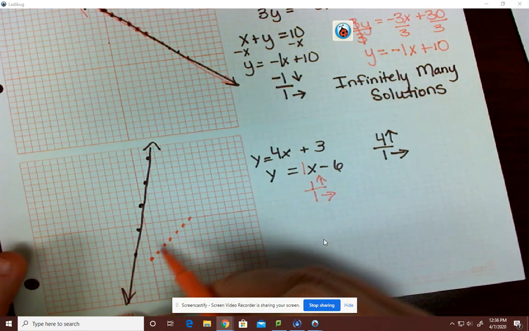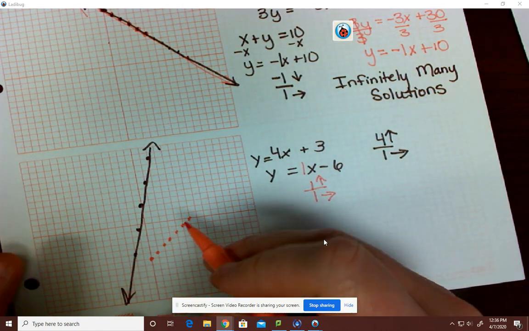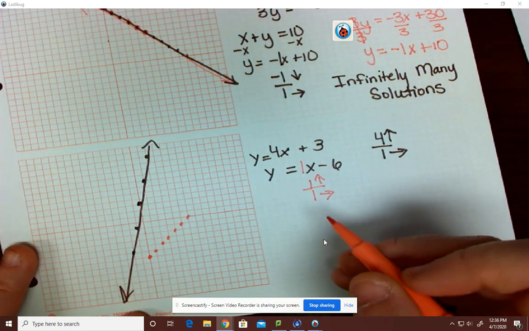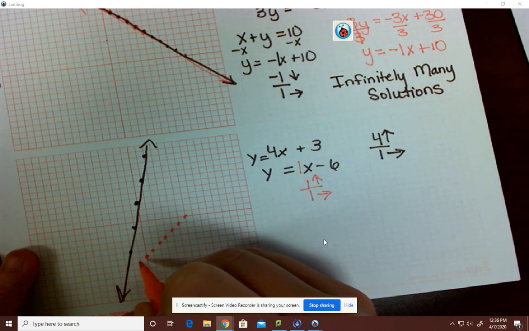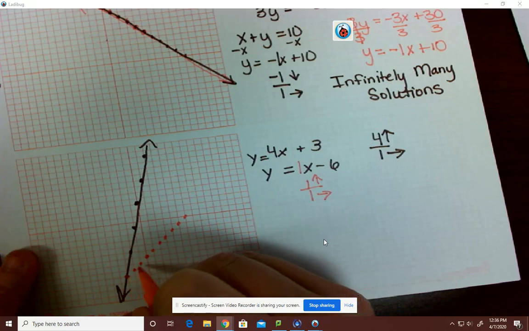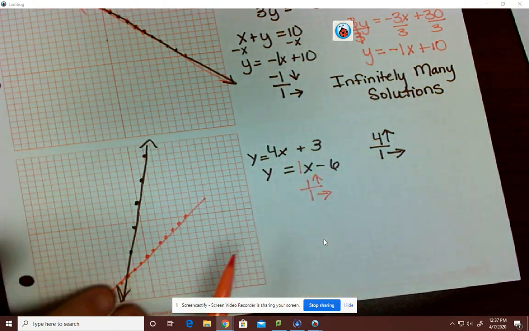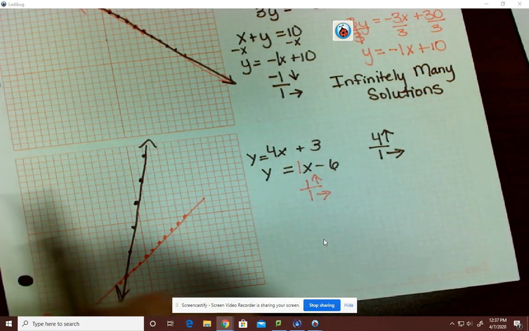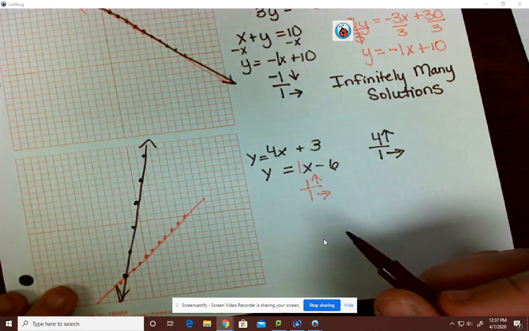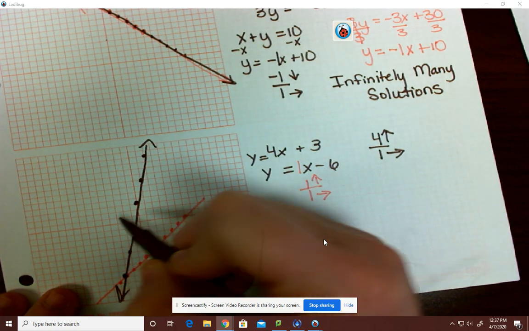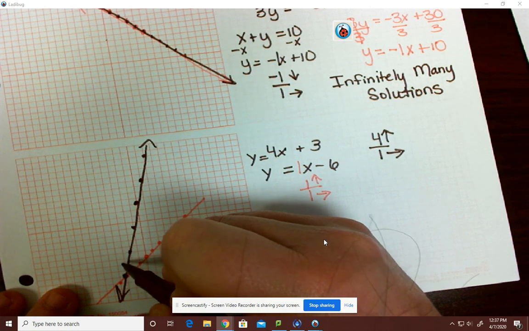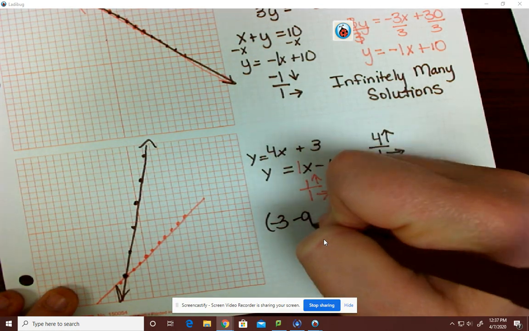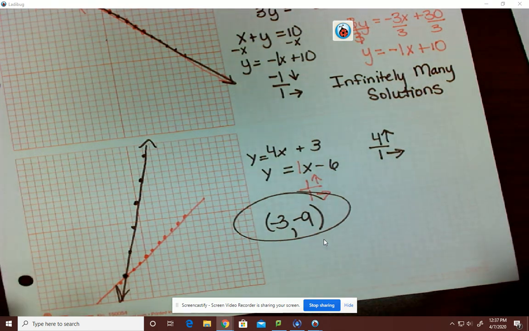All right, so for the points I have plotted, I can't really tell. So that means I got to extend this on over here. So instead of going up 1, right 1, I'm going to go down 1, left 1. And then I can see that I had to extend that in the opposite direction so that I could see this point where they intersect, which is 1, 2, 3. So negative 3, negative 9. So that would be my solution there.